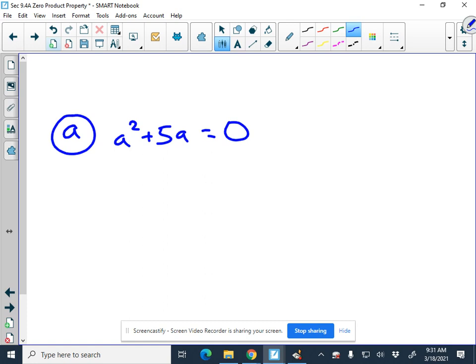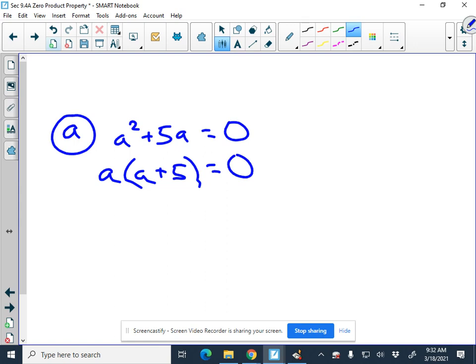We've already learned how to factor. What we look for is what we can factor out of this. If I look at these, I can factor out an a. And a times a, that will give me a squared. A times what will give me 5a? 5.